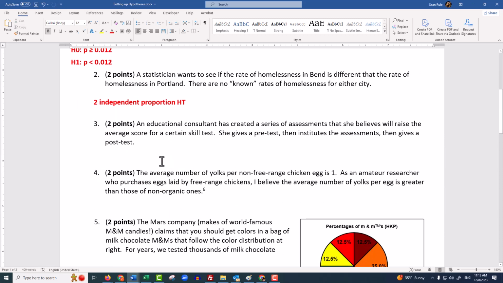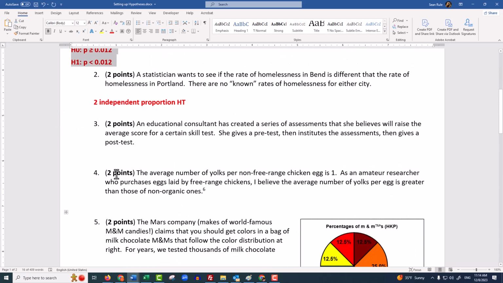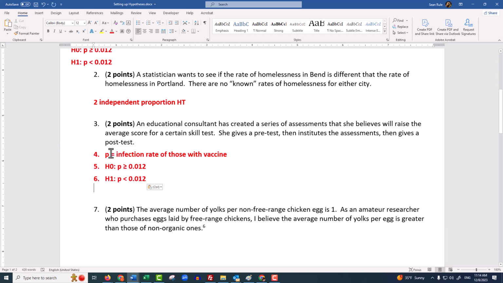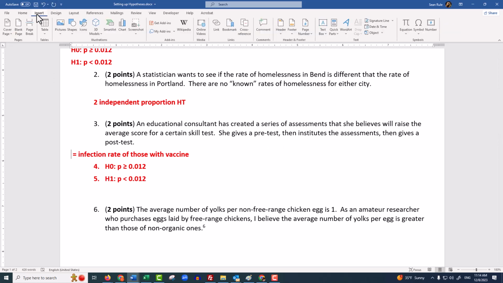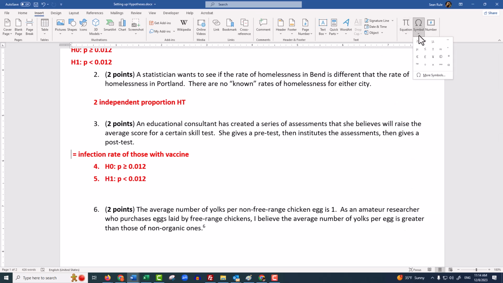Okay. An educational consultant has created a series of assessments that she believes will raise the average score for a certain skill test. She gives a pre-test, institutes the assessment, and then gives a post-test. Okay, so some clues here. First of all, she thinks she can raise the average. So right away, we know we're dealing with an average, which is mu. I'm going to insert that up here. That's an average. All right, mu, there you are.